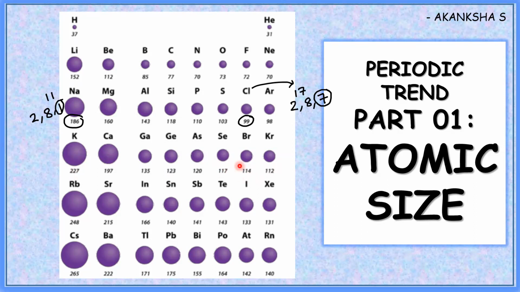What is happening along a period? Along a period, the number of valence electrons is increasing. That's why ENC, or the pull, is also increasing. That's the reason why atomic size is shrinking along a period.